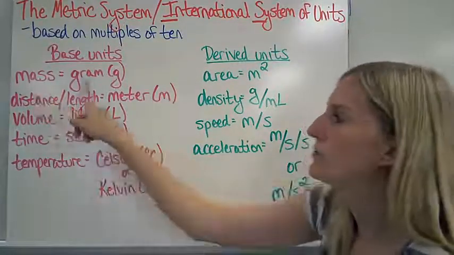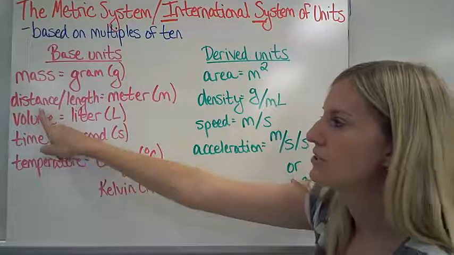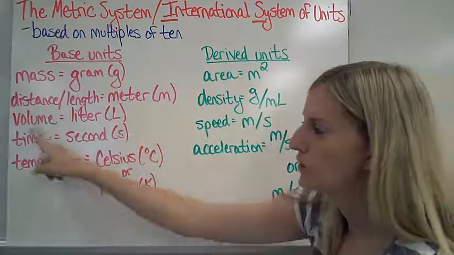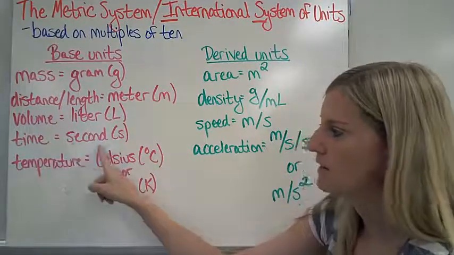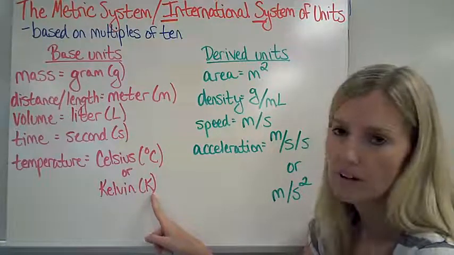So for mass, we use grams, and we abbreviate that with a lowercase g. For distance or length, we use meters. Volume, we use liters. Time, we use seconds. And temperature, we can either use degrees Celsius or Kelvin.